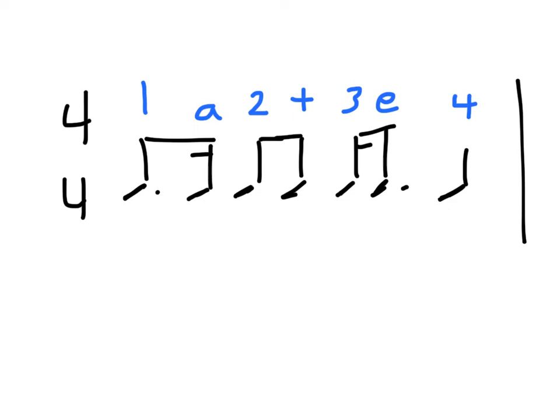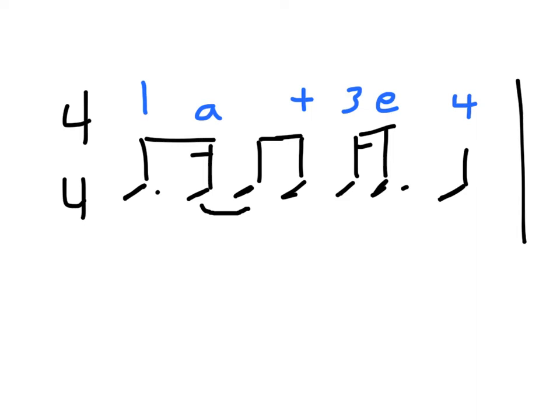Here's where things get a little tricky, because what we're going to do is put a tie from this 16th note to that 8th note. So that means that we no longer say the 2, because that 8th note is now connected to the 16th note. And this is going to sound like this. 2, ready, go. 1, and 3E, 4. Ta, ta, ta, ta, ta, ta.